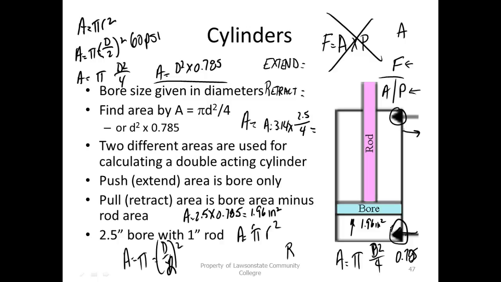So what would be our retract area? What would we have to do, guys? It's going to be area extend, I'm going to call that area 2, minus area retract. Area of the bore, I'm sorry, minus area of the rod. So what we have to do now is calculate the area of the rod. What's the area of the rod? 0.785, right?